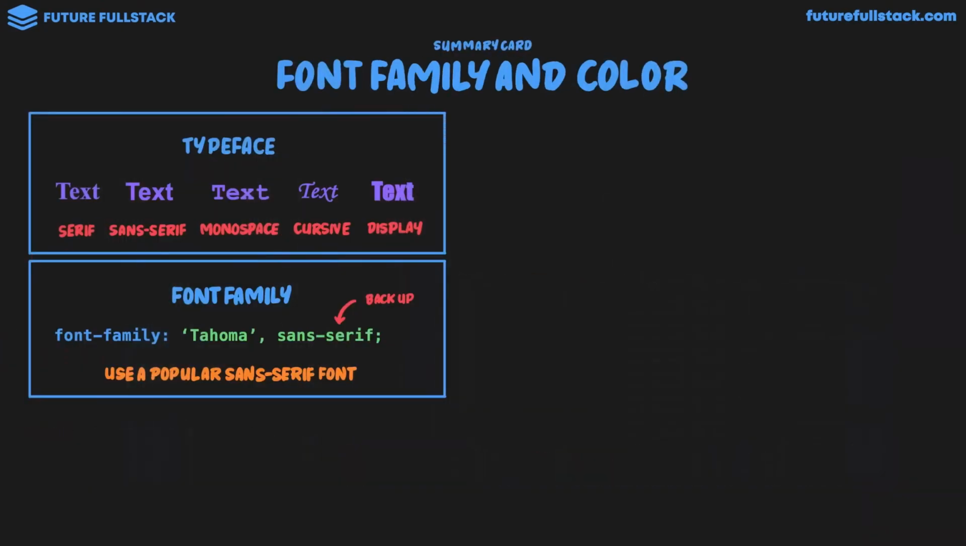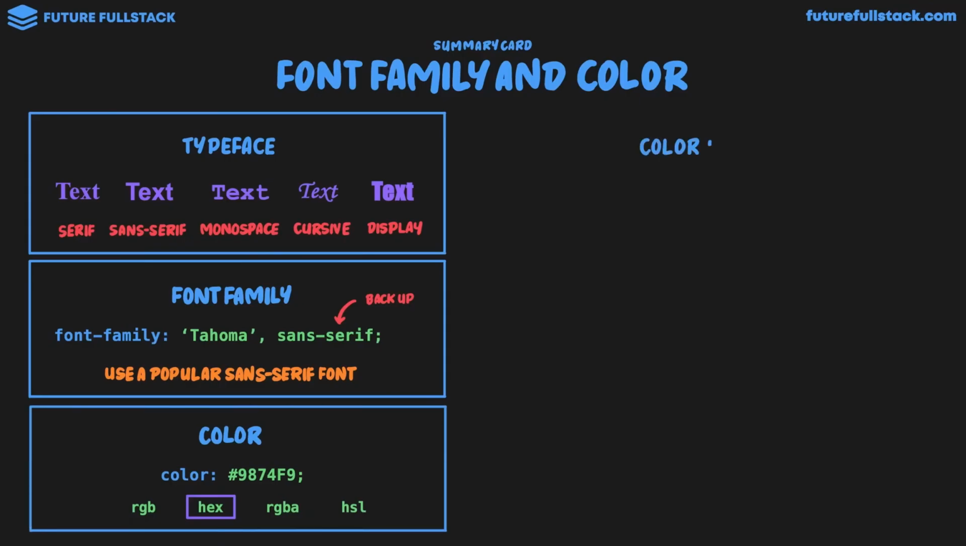So let's wrap up by completing the summary card, font family, and color. We looked at the CSS color property, which look like this. And we discussed different color values you can use, like RGB, hex, RGBA, and HSL. And I mentioned that hex is by far the most common color value to use.